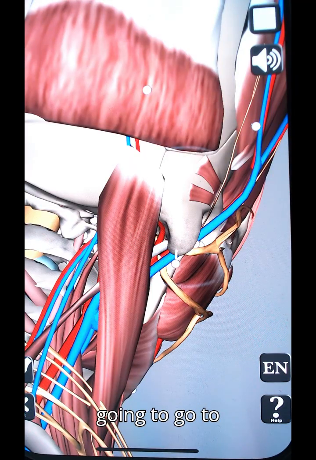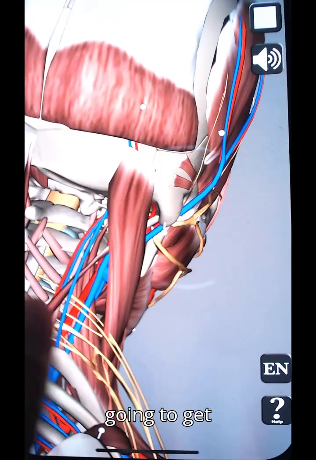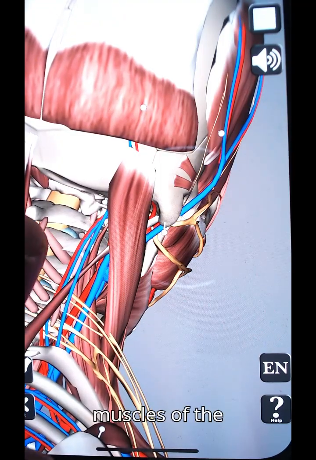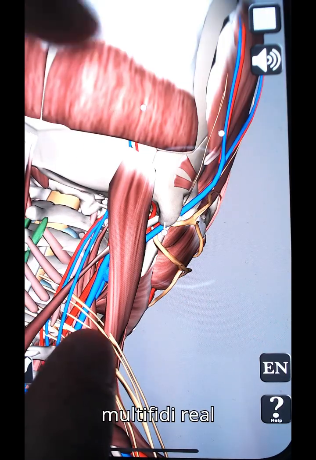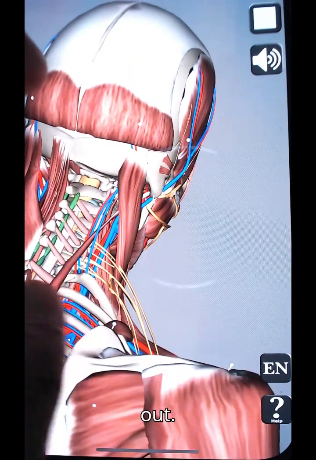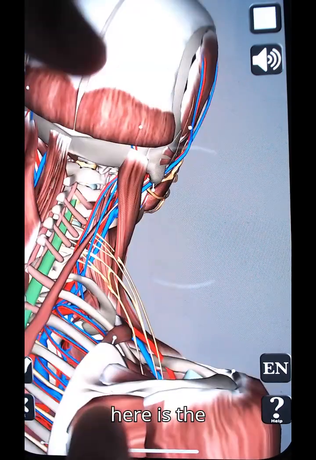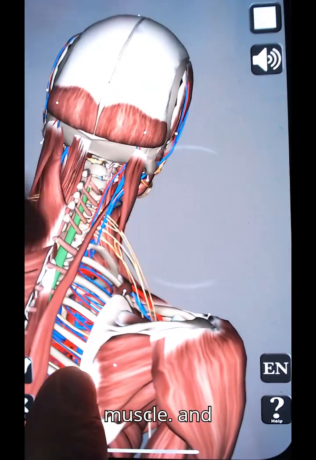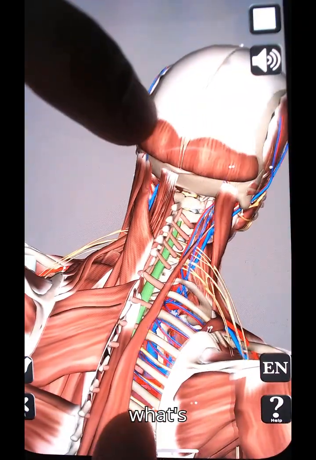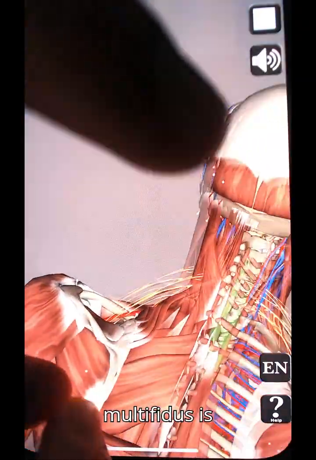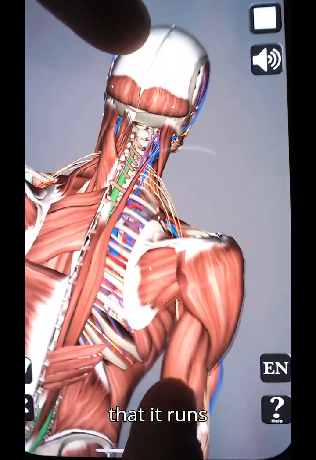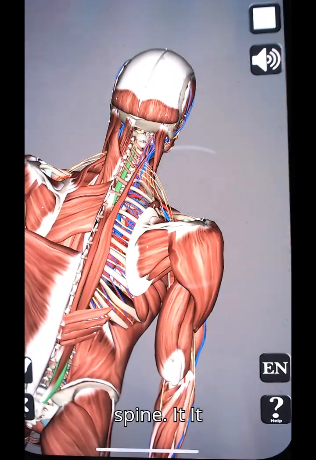We're gonna go to number 13, the multifidi. All right, we're getting into some of the hairy muscles of the body. Those are your rotaries. Let's find those multifidi real quick. We're gonna zoom out. Multifidus. That right here is the multifidus muscle. And what's interesting about multifidus is that it runs the entire spine.